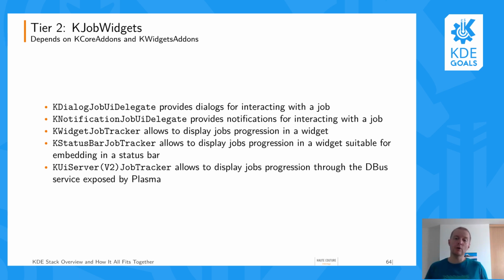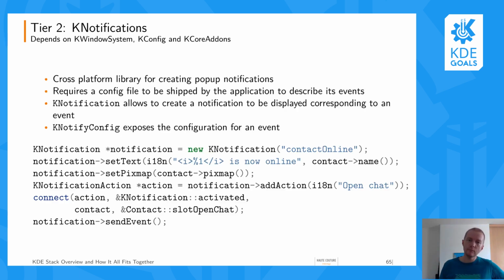The status bar job tracker, the one I was talking about for Kmail earlier, or the UI server, there's 2 versions of it. So you use the V2 one nowadays, job tracker, which allows to display job progression through the dbus service exposed by Plasma. Okay, and then you get something nicely inside the taskbar, for instance, and things like that.